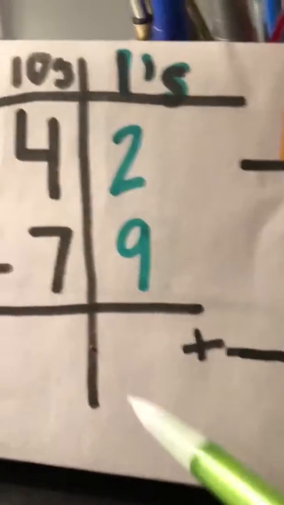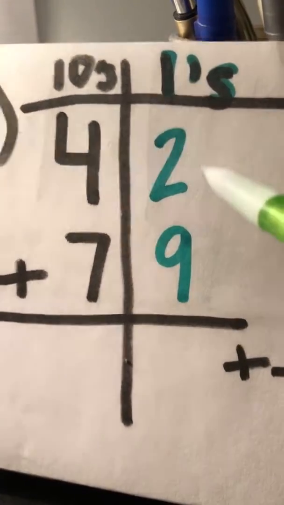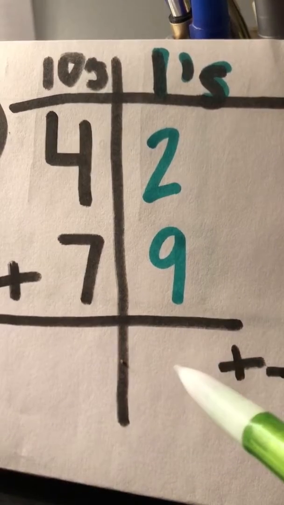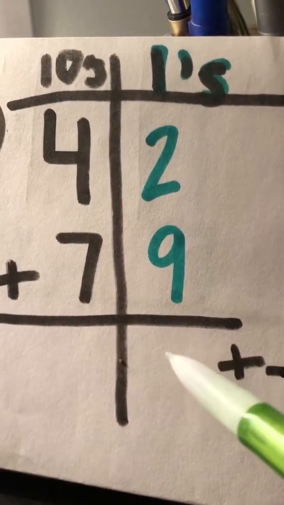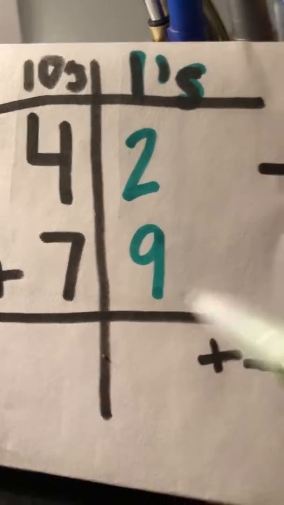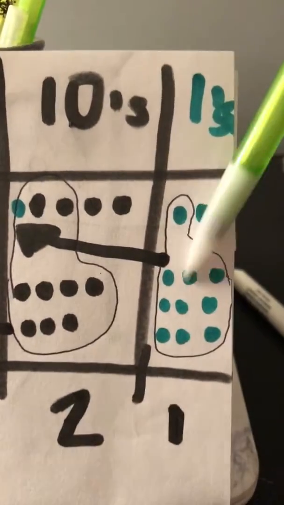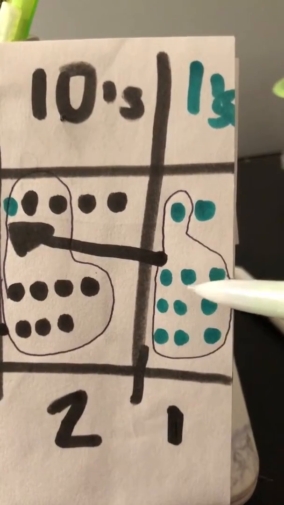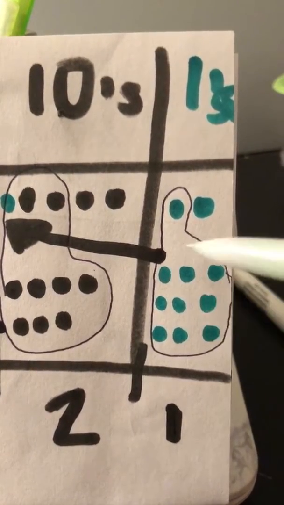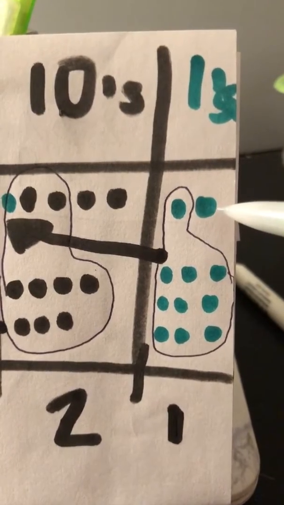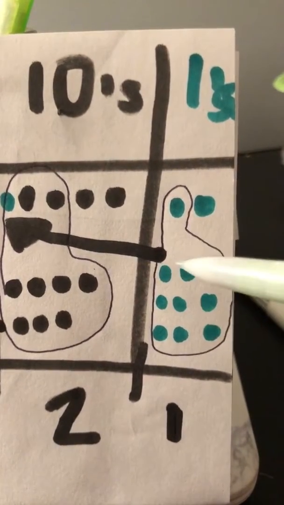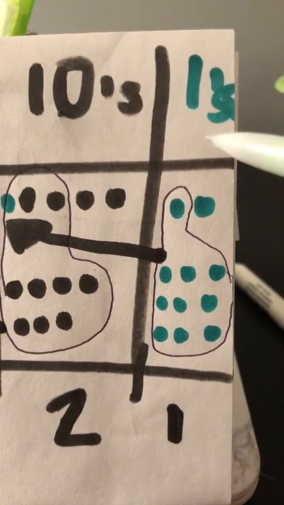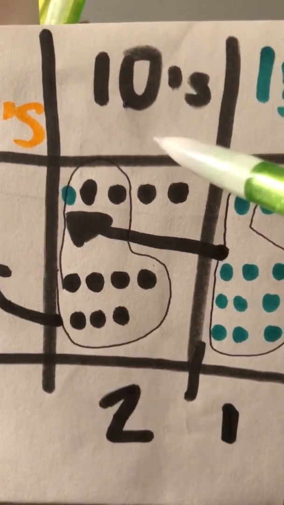Now, when we go to add the problem, because 2 plus 9 is 11, and we can't write 11 right here, we have to do what's called unbundle a 10. So over here in the ones column, we have altogether 1, 2, 3, 4, 5, 6, 7, 8, 9, 10, 11 ones, which means we can unbundle a 10. So we can transfer 10 ones from the ones column to the tens column.